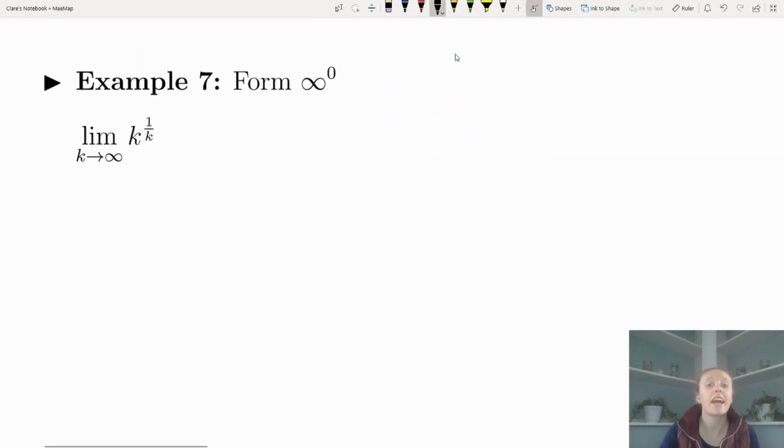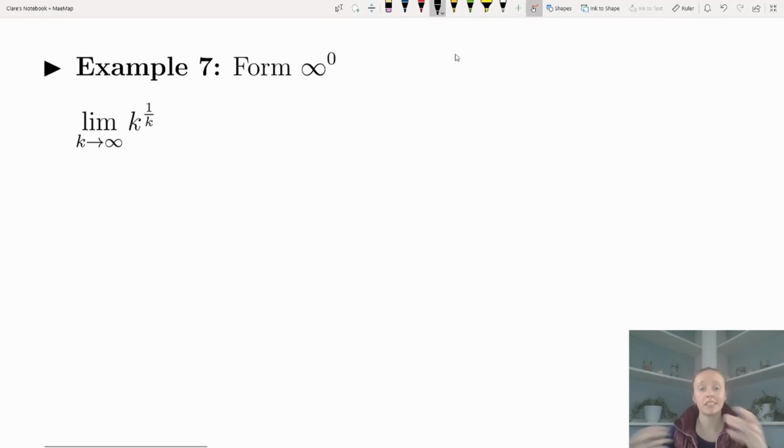And lastly, example 7, infinity to the 0. This one also comes up a lot when dealing with series and sequences. So if I do the limit as k approaches infinity of k to the 1 over k, that's infinity to the 0. Again, the exponent's what's giving me issues, so I'm going to apply a function that allows me to drop that down in front. And that function is the ln. So I'm going to make a note so I don't forget that this is equivalent to e to the L.